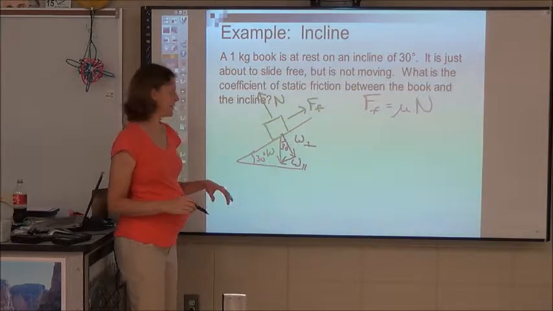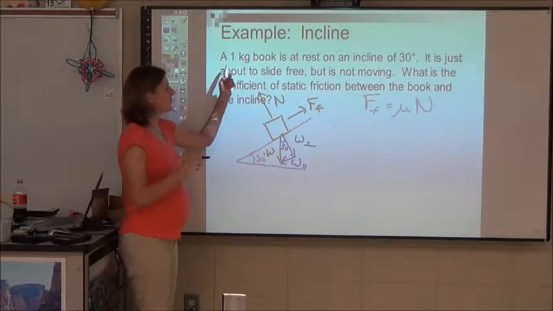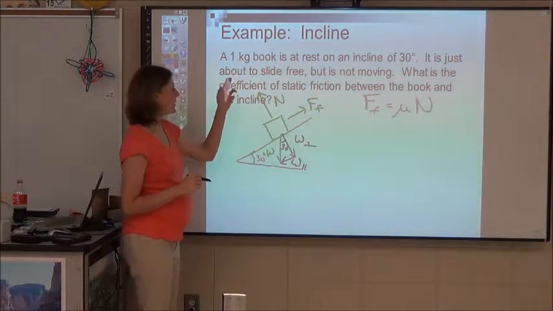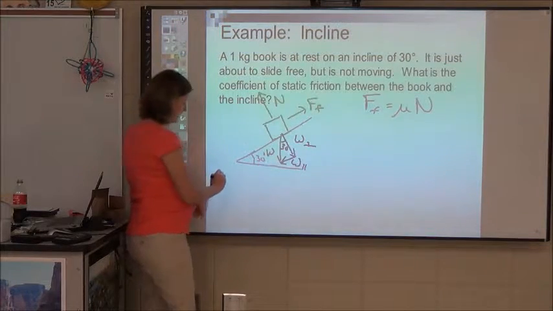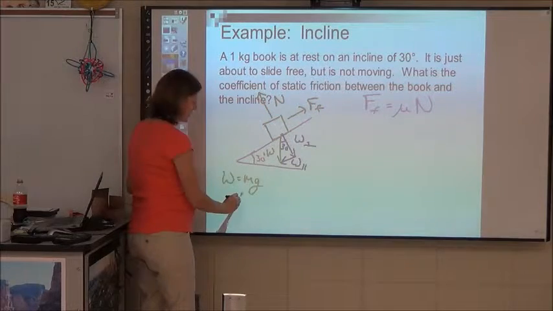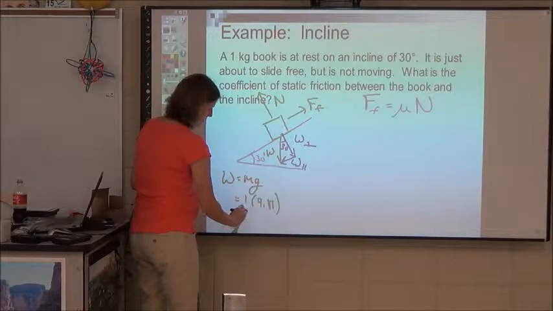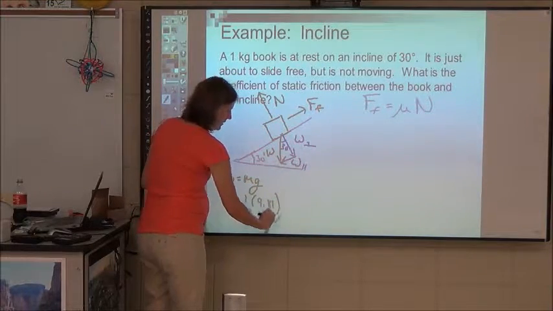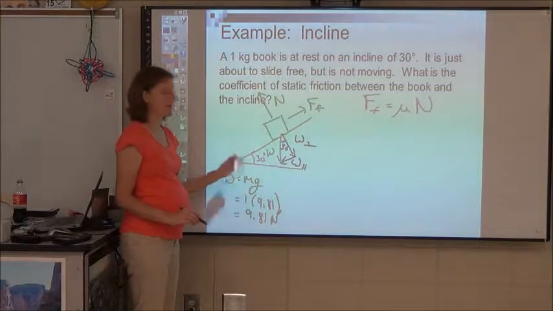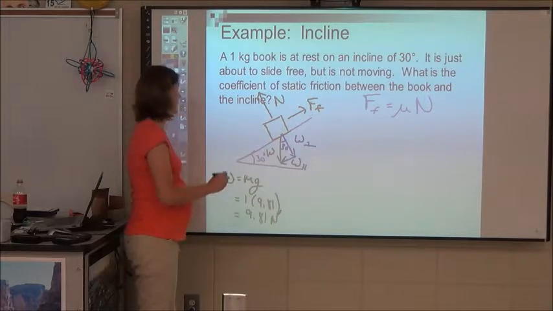So looking back to my picture, let's try to get some numbers on here. The only thing I really know is the mass and the angle. But knowing the mass, I can get the weight. Weight is mass times gravity, 1 times 9.81. So of course weight down is 9.81 newtons. However, I'm not going to use that number in this problem other than to find the components.